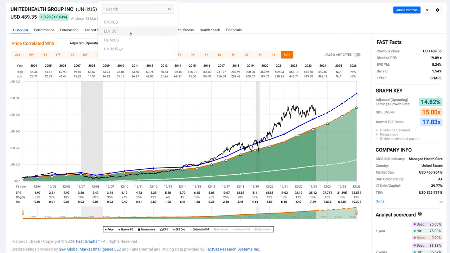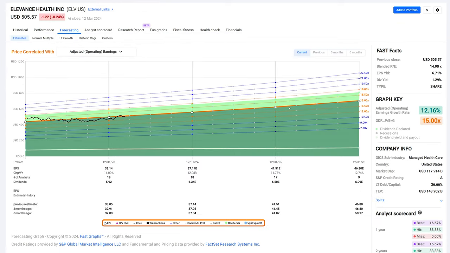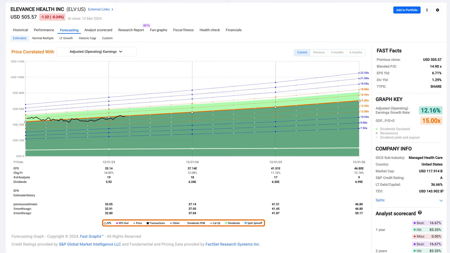When I go into Elevance here and look at the forecasting for Elevance, I see a 12% growth rate, a 1.29% dividend, and a better return potential. The company's A rated, only has 36% debt. So I obviously own this one over the other three, but you can make your own call. There's opportunities in all these.